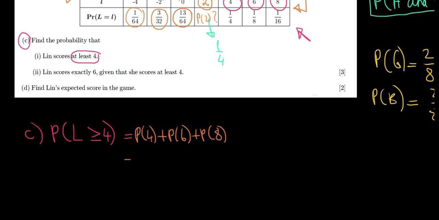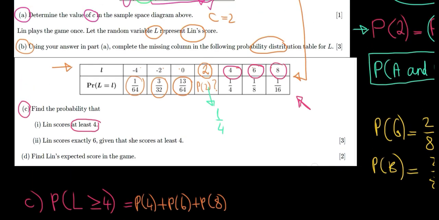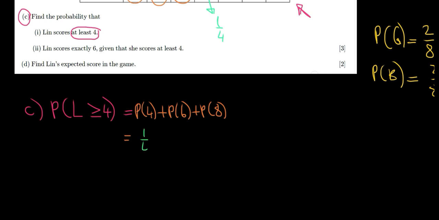And then I'm going to substitute the actual probabilities from this table. That's going to be 1 over 4 plus 1 over 8 plus 1 over 8 plus 1 over 16, and that would be 7 over 16. That's the answer. This was part I.